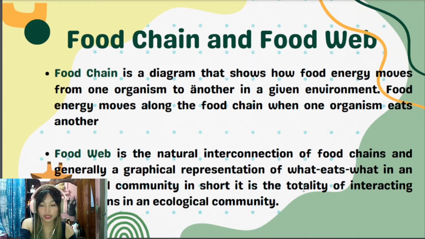Next is the food chain and the food web. Food chain is a diagram that shows how food energy moves from one organism to another in a given environment. And the food web is the natural interconnection of food chains and generally graphical representations of what is what in an ecological community. In short, it is the totality of interacting food chains in an ecological community.